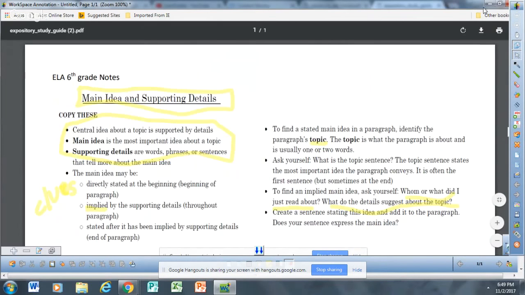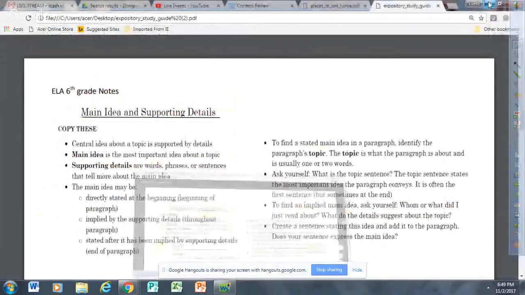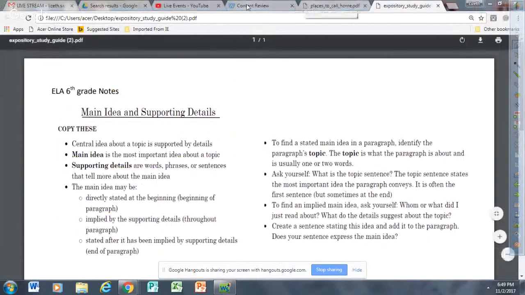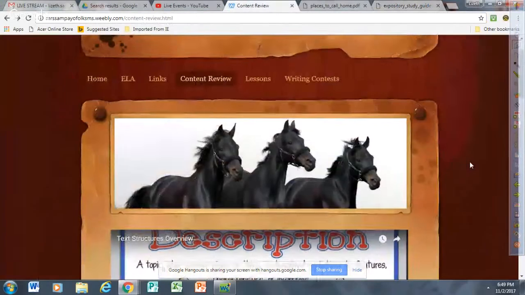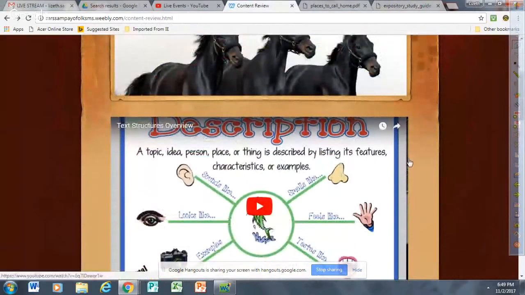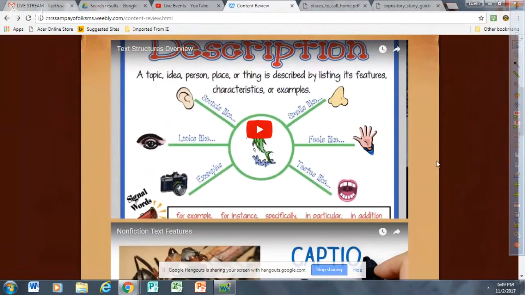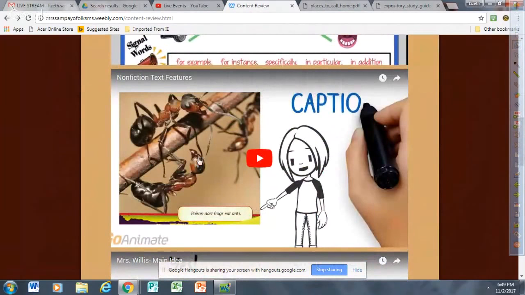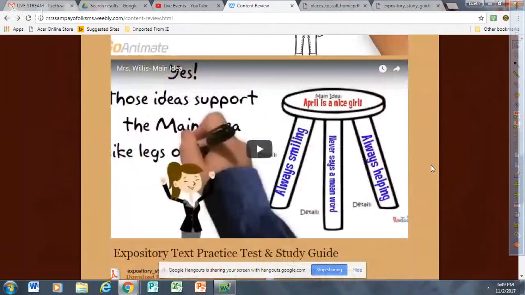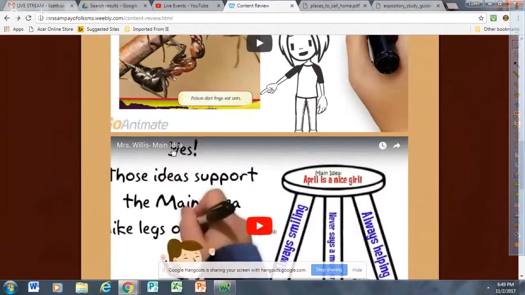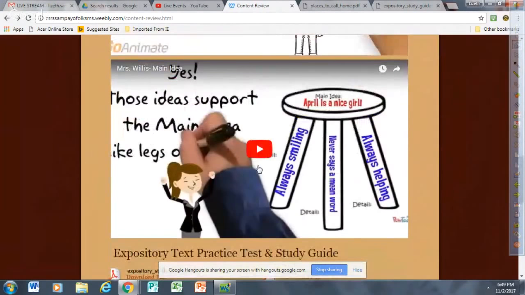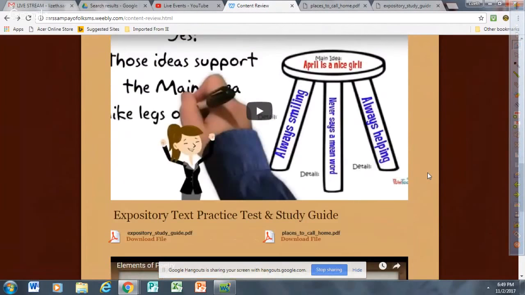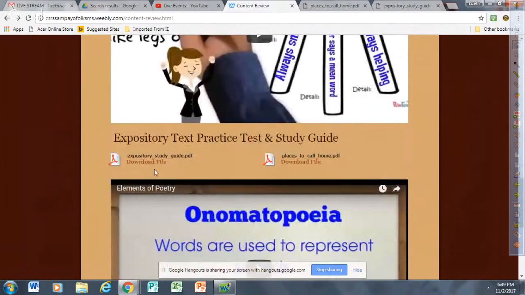And if you look over here, let me minimize this. Again, the content review section, I put in some text structure overview, so you can go over text structures in here, going over nonfiction text features and what they're used for, and of course, the main idea and supporting details, which is what we just went over. So here's a video, a little bit more exciting than just listening to me, of how you can go over all of that. And here was a copy of the study guide I'm going over, and the practice test that I did send out this last week.